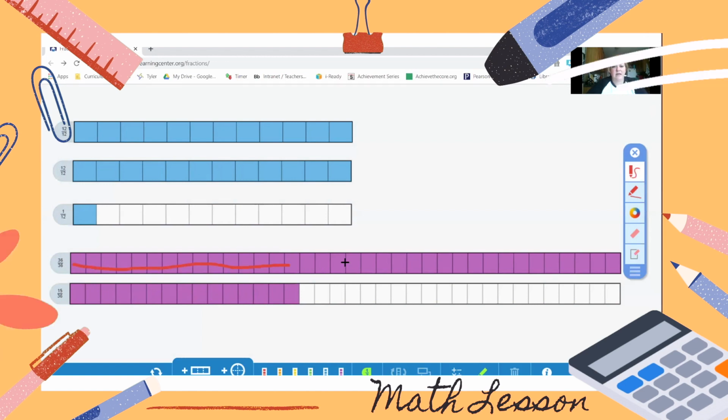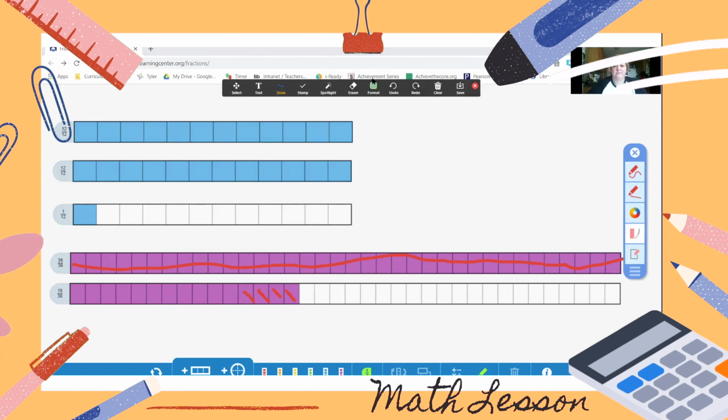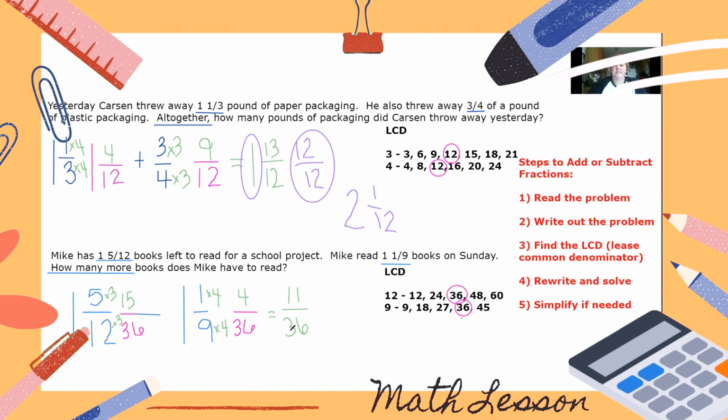So he read all of this, and then he read 4 out of 36. And you'll see what he has left is 1, 2, 3, 4, 5, 6, 7, 8, 9, 10, 11 out of that 36. So he had 11/36 remaining. 11/36.